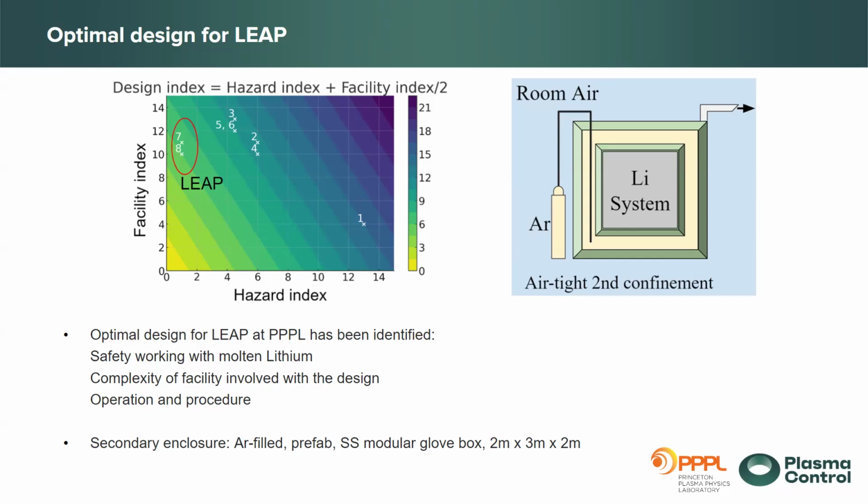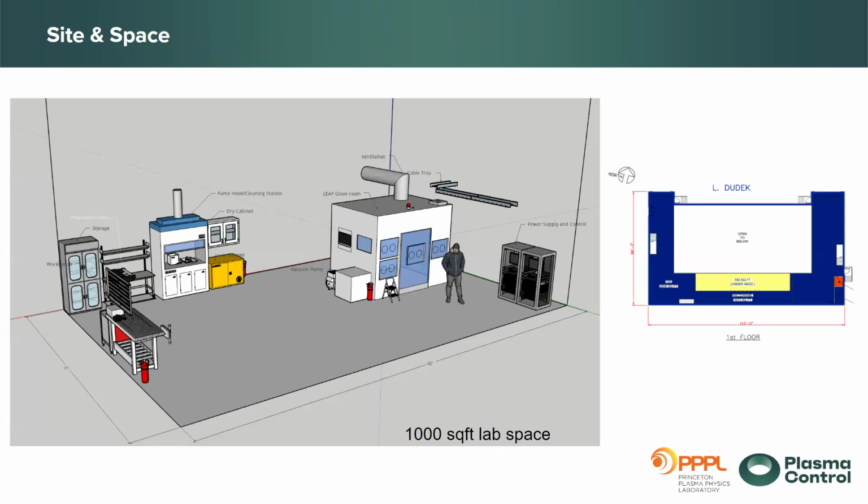You can see that 708, which is the argon-filled secondary confinement, is indeed in the lighter color zone, which means it's the preferable choice for the design. Okay. So this ensures the safety of working with the molten lithium. The complexity of the facility involved with the design will be less than the other ones. And then the operation and procedure will be relatively simple. So that's how we decided to use the glove room solution.